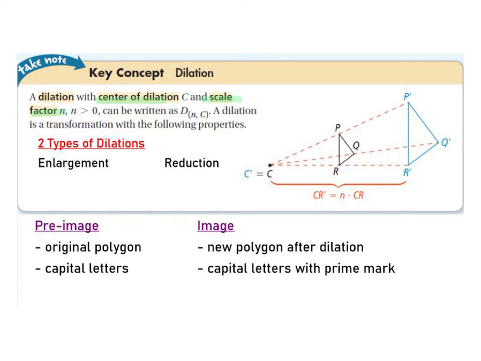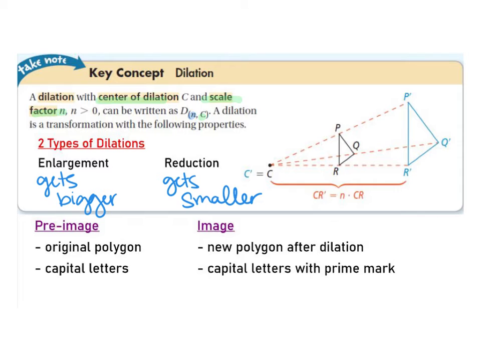Okay. C is the center of dilation. N is the scale factor. A dilation has two different types. There's an enlargement, which obviously gets larger, or a reduction in which the shape gets smaller. So the shape itself isn't changing. The orientation doesn't change, so we're not turning it or flipping it at all. We're just getting bigger or getting smaller.